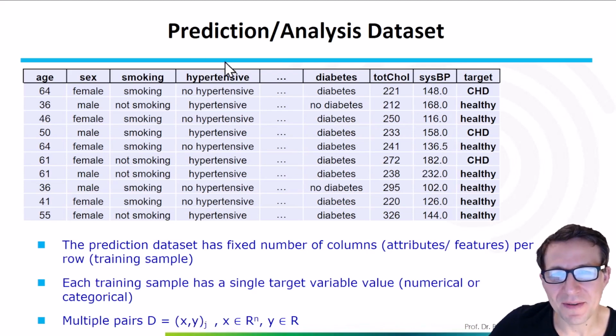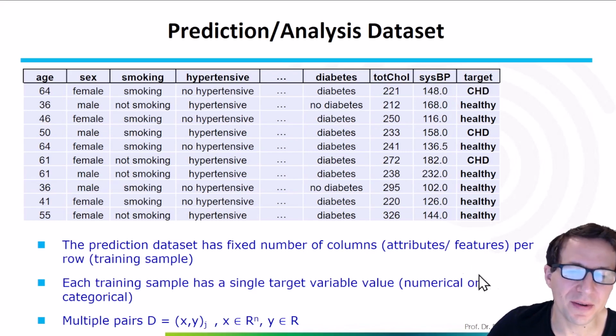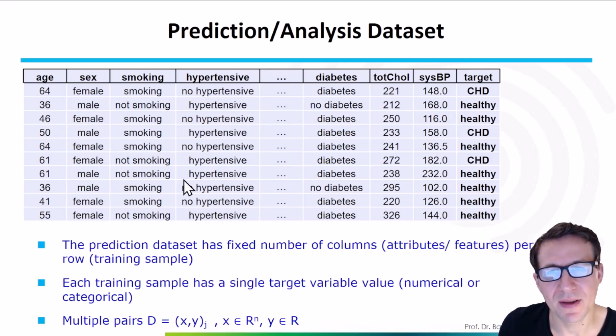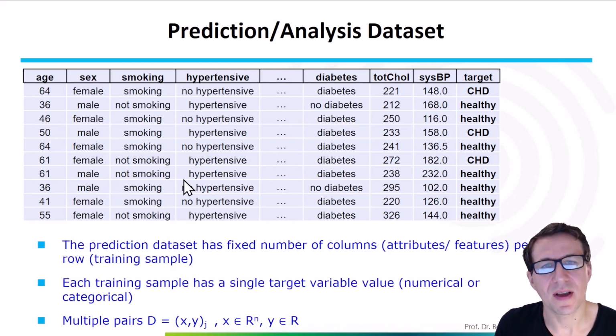Mathematically, we think of this table as a pair of x and y. So these are pairs of x and y, where x is an n-dimensional vector, so from age to systolic blood pressure, and y is a numerical value. Even though it could also be categorical, then you place -1 and 1. We think about this as these xy pairs, with a high dimensional feature vector and a one-dimensional target vector.